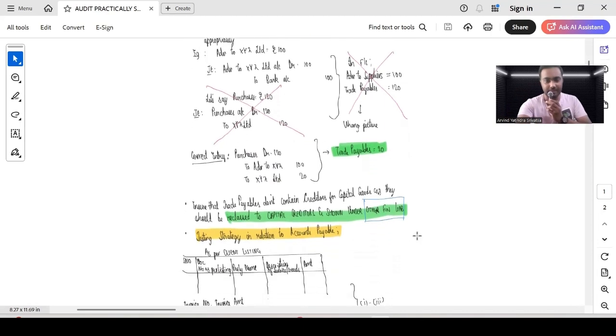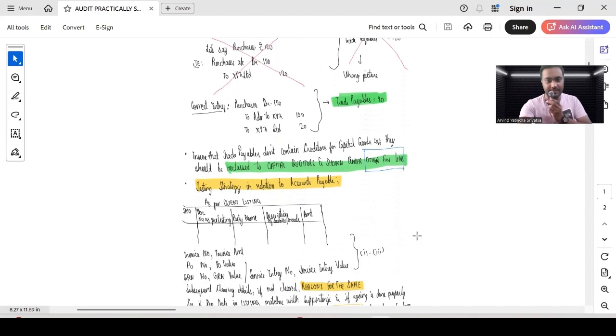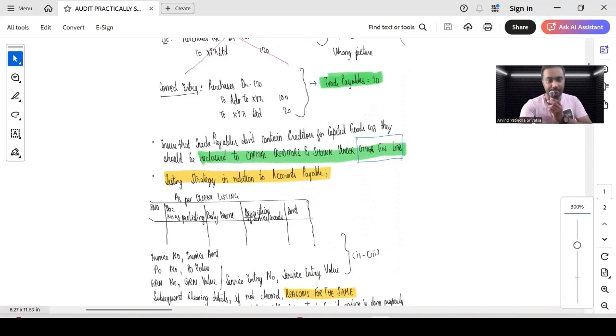So next, we'll come to the testing strategy in relation to accounts payable, guys. How do we need to test our accounts payable? Very simple, guys. Basically, your client will give you a dump from their accounting software. It might be SAP, it might be Tally, preferably SAP. I'll explain from an SAP standpoint, because most likely you will be working on SAP clients.